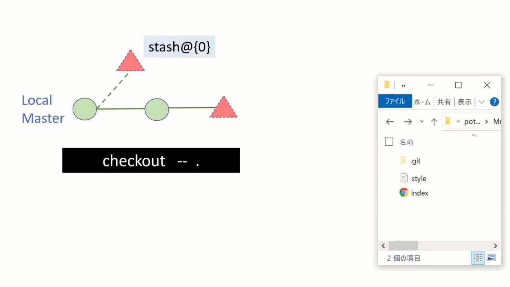But using this apply, the stash in the temporary file still remains there. So we can type checkout dash dash followed by a dot. It means I will reset back this stash. So you can see if I press enter, the index file in the folder will disappear again.